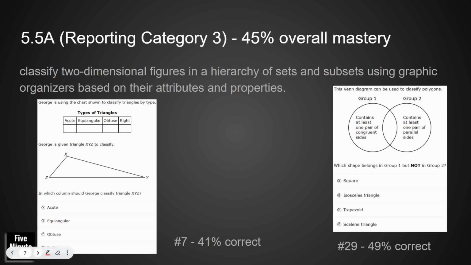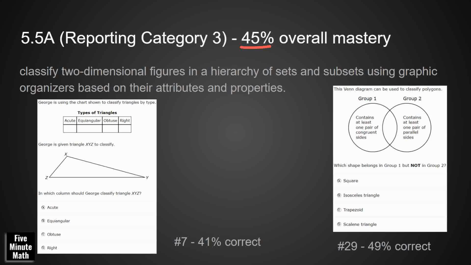Next, we're looking at 5.5a. This is a readiness standard in reporting category 3. Only 45% overall mastery, but this was tested twice. We're classifying two-dimensional shapes using some type of graphic organizer. So on number 7, the graphic organizer is just a table. Really not much of a classification, but it still tripped our kids up.